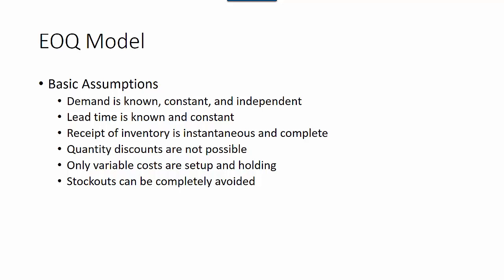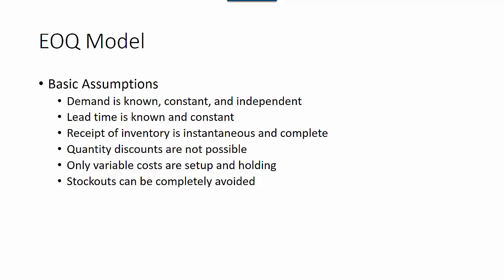The next one is a little unrealistic. So it says receipt of inventory is instantaneous and complete. So what that's saying is that as soon as we receive those parts at the end of the lead time from the supplier, it is all there and all available for us to use as soon as it comes into our dock. So again, not realistic. Most companies have to take some time to get those parts in, count them, put them out on the shelf so that we can use them, but it makes our modeling here a little bit easier.